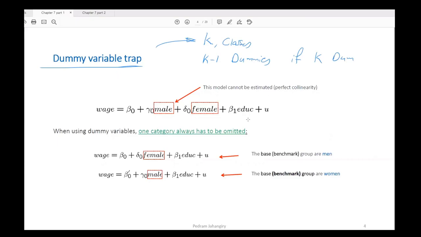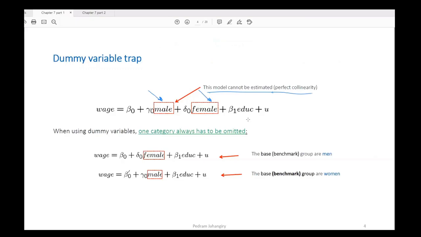Let's go to this slide. Say we have gender, which has two classes, male and female. For whatever reason, and this is a misspecification by the way, I put both male, class 1, and female, class 2, in the model. This is a wrong setup. This model cannot be estimated because of perfect collinearity. Why? Because if observation number 1 is male, then I know for a fact female is going to be 0. If it's not male, then I know for a fact that female is going to be 1. So I don't need to have both of them in the model.